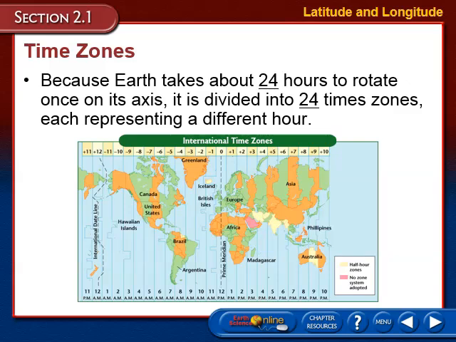Because Earth takes about 24 hours to rotate, it is divided into 24 time zones, each representing a different hour. And you notice that the 0 time zone is located at that prime meridian. It's where we started. If we were at noon, we either add or subtract hours from it depending on how far away we are and whether we are going east or west of it.